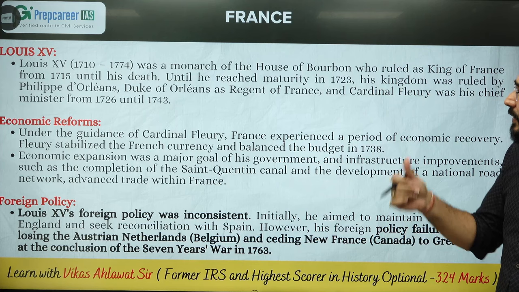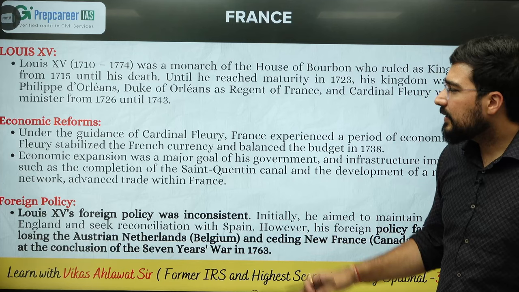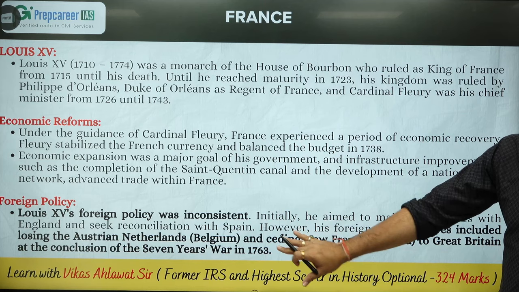When he reached his maturity in 1723, his kingdom was ruled by Philippe Orleans, and later on even this Orleans remained the regent of France, because he came to the throne at a very young age. Some economic reforms again were done. Foreign policy remained mostly inconsistent in nature, and time and again the system of fighting against each other continued.